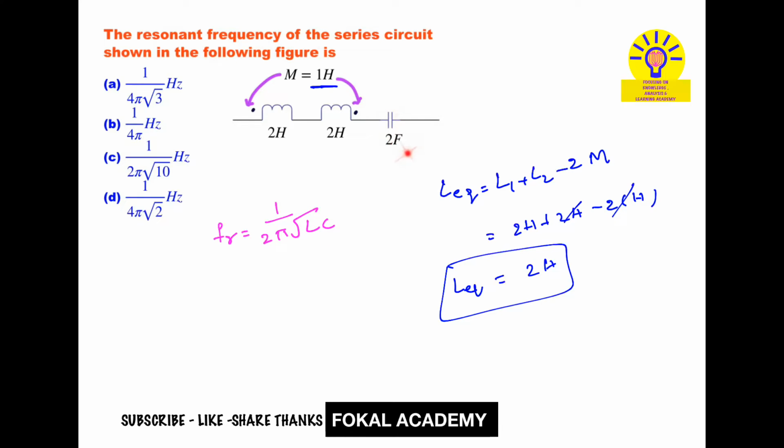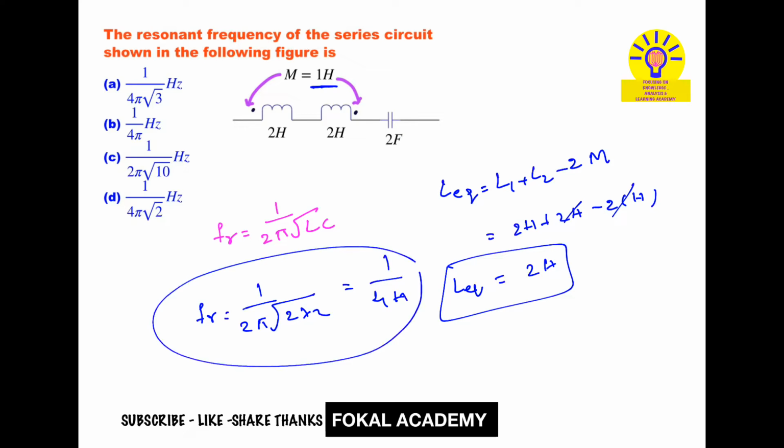Now we have capacitance C is 2 farads and L equivalent is 2 Henry. Substitute these two values in this equation, then we get FR is equal to 1 by 2 pi into root of 2 into 2, that's equal to 1 by 4 pi. So this is the resonant frequency for the given circuit. From the options, 1 by 4 pi Hz is the resonant frequency for the circuit.